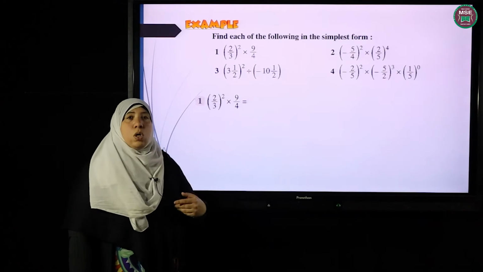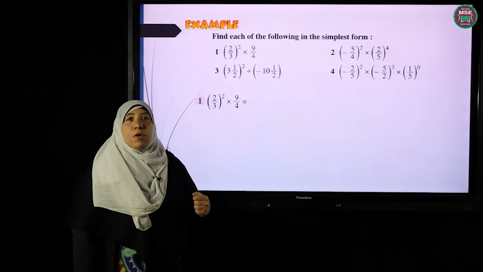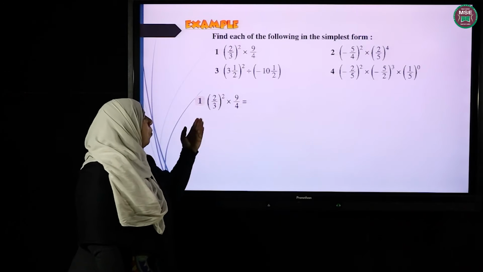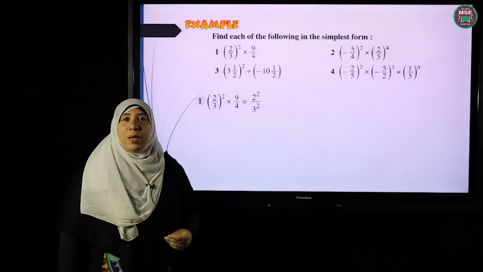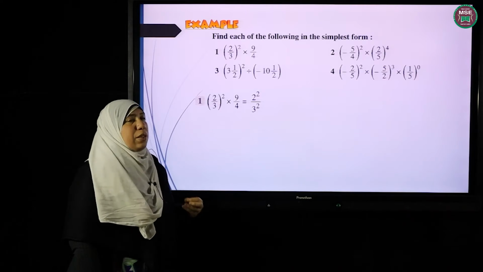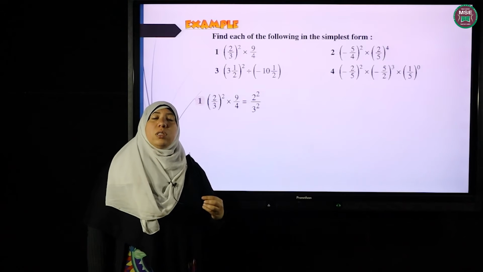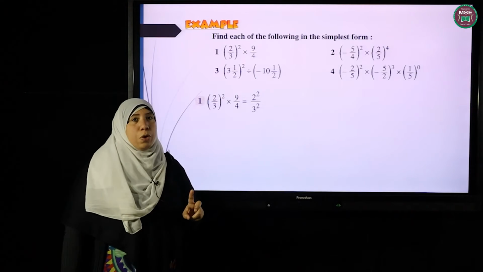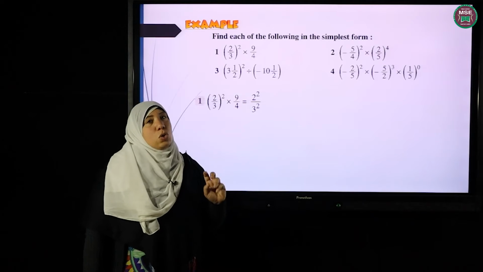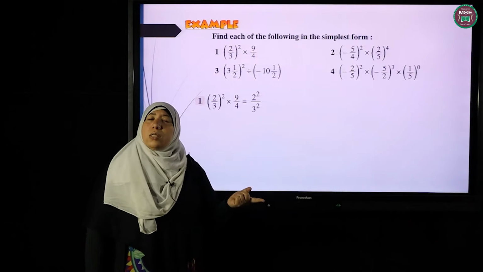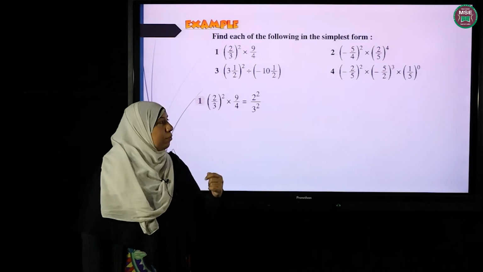So I will work on the very first remark. 2 over 3 raised to power 2, I will distribute the power up and down. So you have steps here. If you have a rational number raised to a power, we will distribute the power up and down. If it is a negative rational number, I will first think whether the power is even or odd, then I will distribute the power.